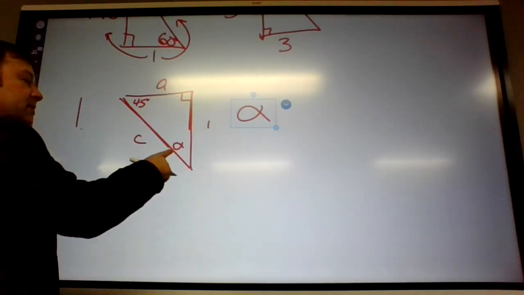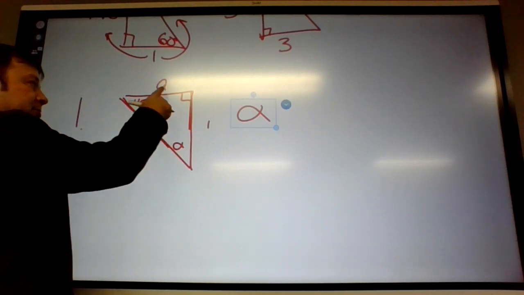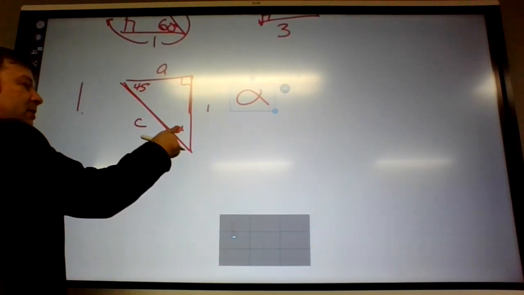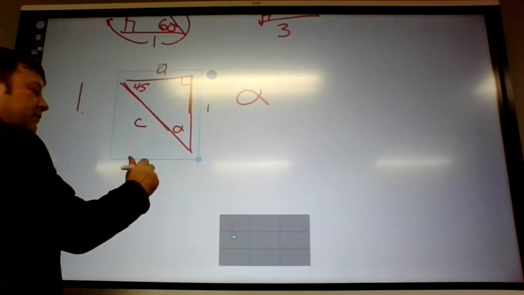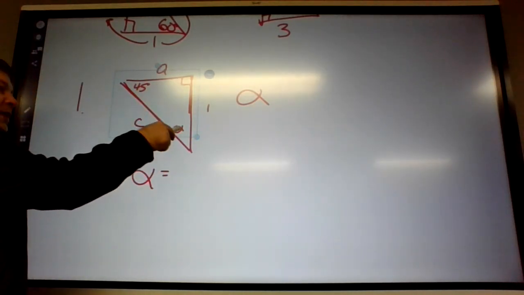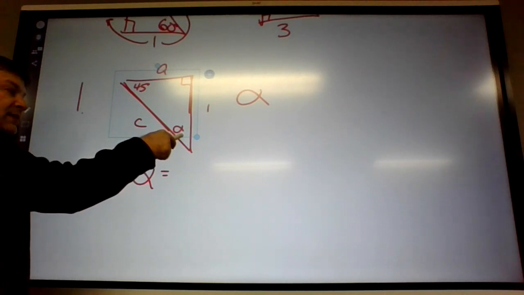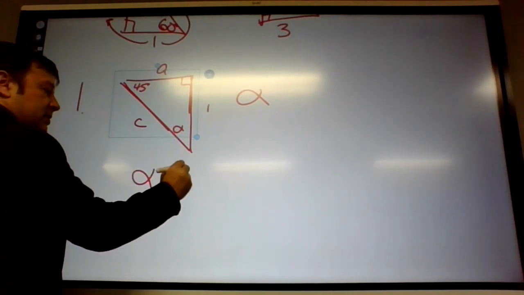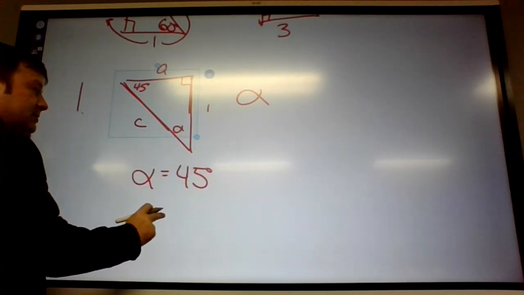Okay. So, there's three variables. We got to find out what they all are. So what would this angle for alpha be right here? 45. If it's 90 and 45, remember the three angles of a triangle have to add up to 180, right? So that only leaves 45 for this angle.